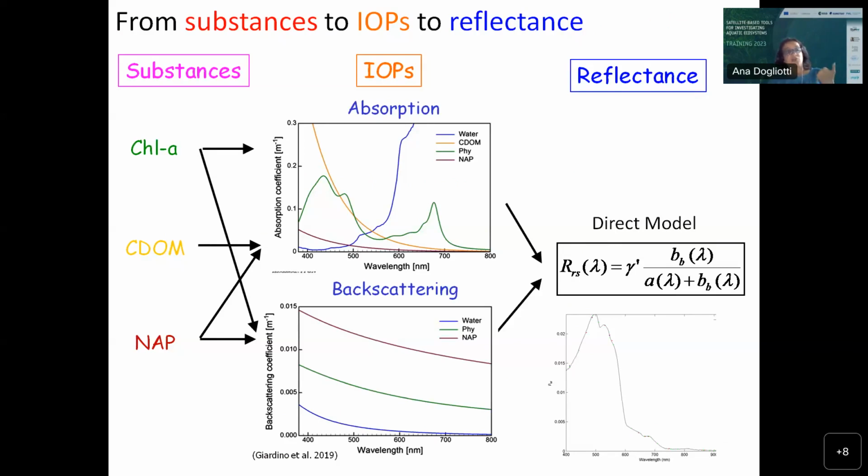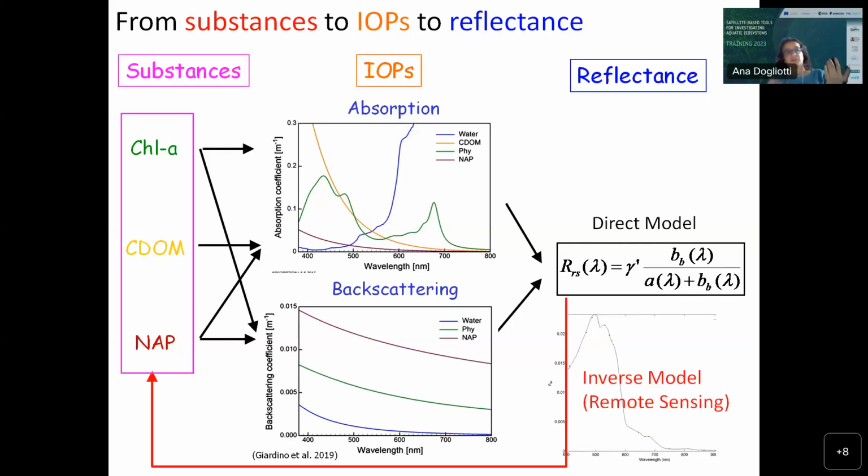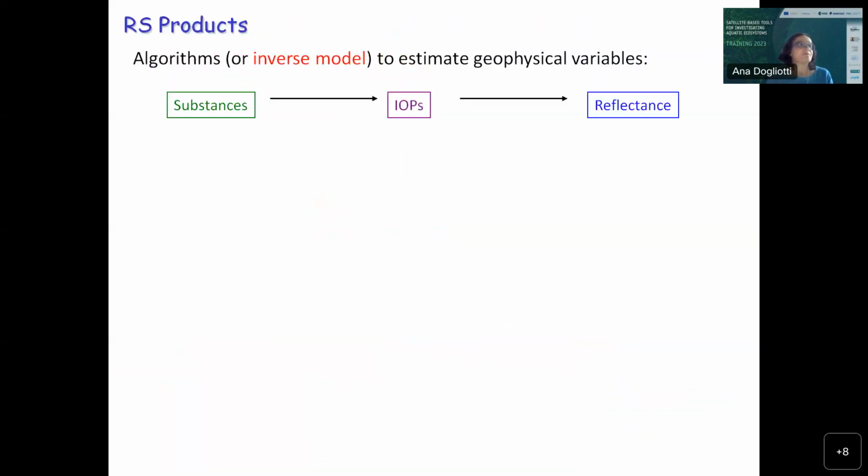Well, actually, what remote sensing needs is the reverse model. We have the remote sensing reflectance spectra, which shows the color, and we want to retrieve what is actually in the water: what the substances are and in what quantity, the concentration of each of them. This is the job of algorithms. The algorithm, or inverse model, is what we use to estimate the physical values. What I've been going through with you so far is the direct model.